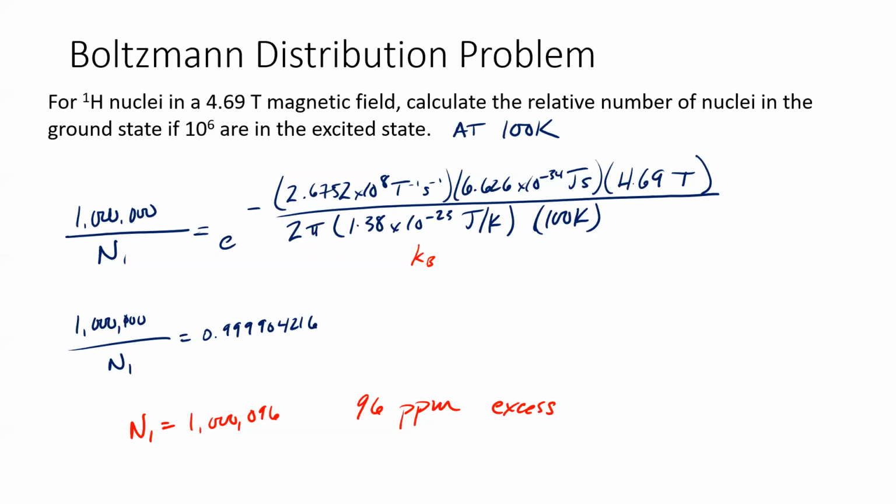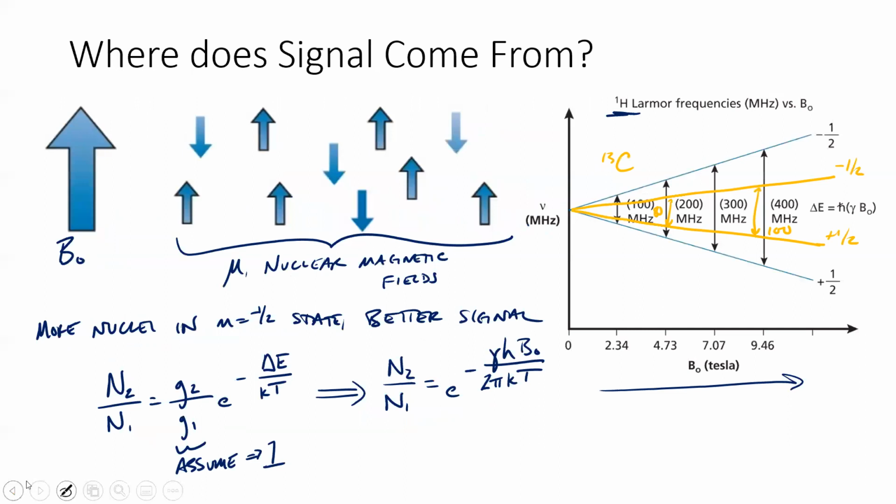As I was doing this problem, I think I may have worded a previous slide funny. The more nuclei in the m negative a half state, the better the signal, right? That's the more nuclei we can move up there, that can be excited.